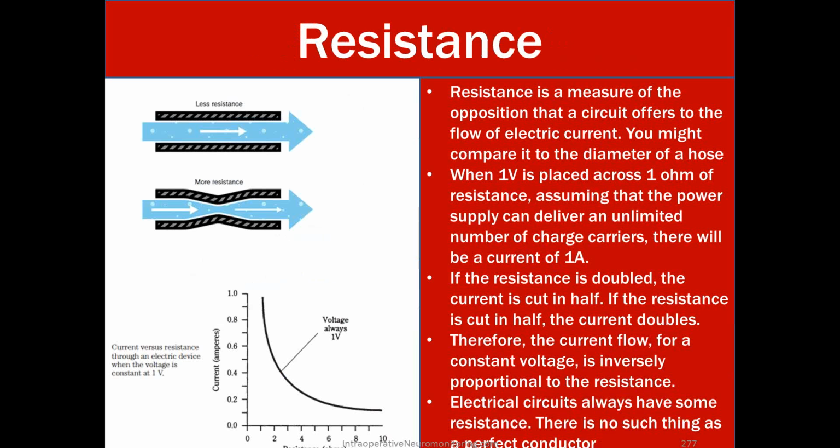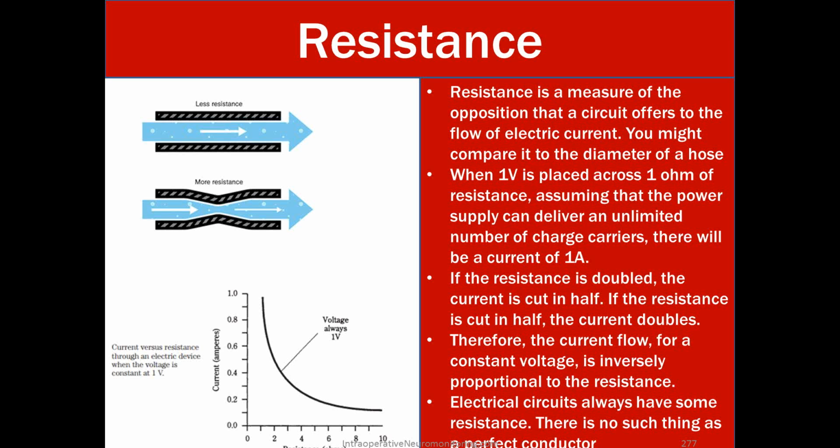Resistance is the measure of the opposition that a circuit offers to a flow of electric current. You might compare it to the diameter of a hose. So we see the picture on the left. Open hose, less resistance, the water flows through. More resistance, pinch the hose, less water flows.